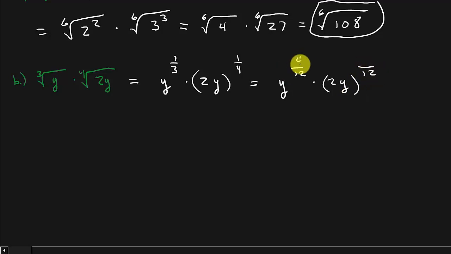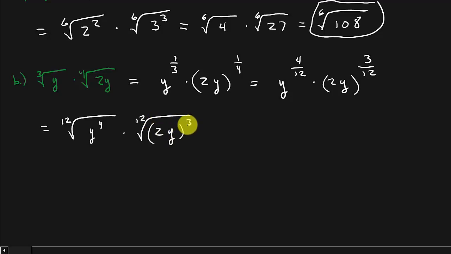All right, so this would be what? 4, and this would be 3. And now we're going to convert it back to radical form. So that is going to be, let's see, the 12th root of y to the 4th times the 12th root of 2y. Now, that's 2y, and then all of that's cubed. Make sure you put that 2y in parentheses.